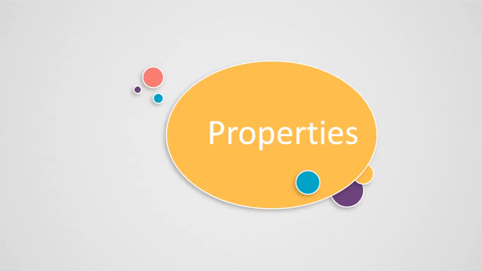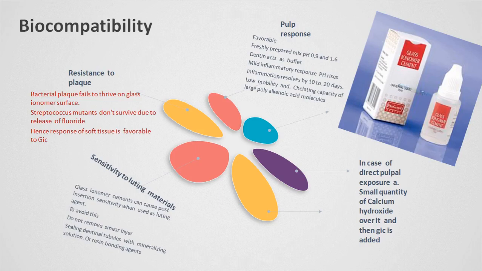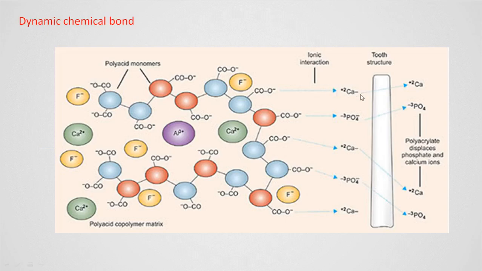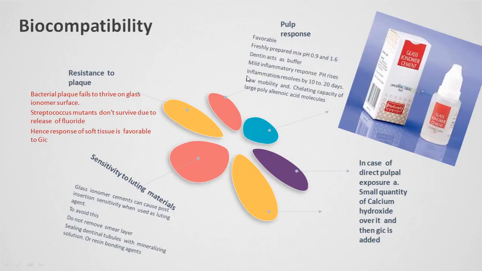Coming to properties, biocompatibility. The glass enamel GAC prevents the accumulation of plaque due to the release of fluoride, and also the pH of 0.9 to 1.6 does not affect the pulp because of the low mobility and chelating capacity of polyalkenoic acid molecules, and also their large size. This size is greater than that of the tubular diameter, so they can't pass through the tubules.